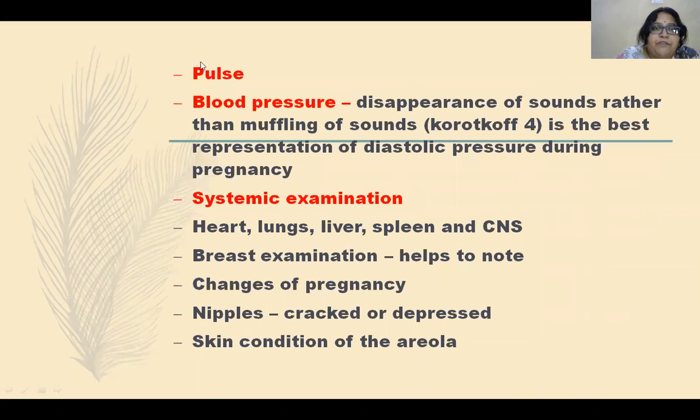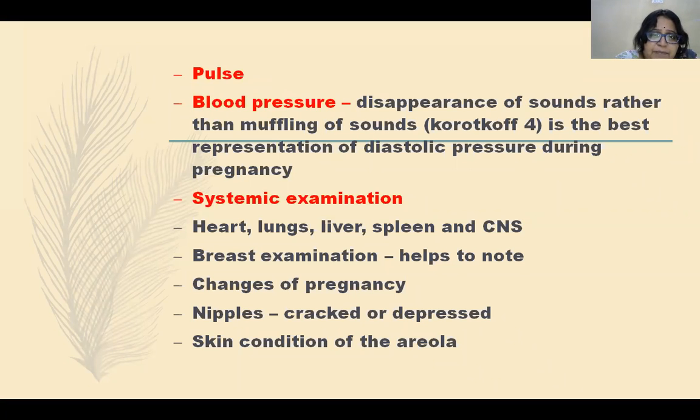Next, you have to check for vital signs like temperature, pulse, blood pressure. Blood pressure, how do you note for blood pressure? It is the disappearance of sounds rather than muffling. You have to note when the sounds disappear, not muffling. It is the best representation of the diastolic pressure during pregnancy. And next, after the vitals like temperature, pulse, blood pressure, you have to go for systemic examination.